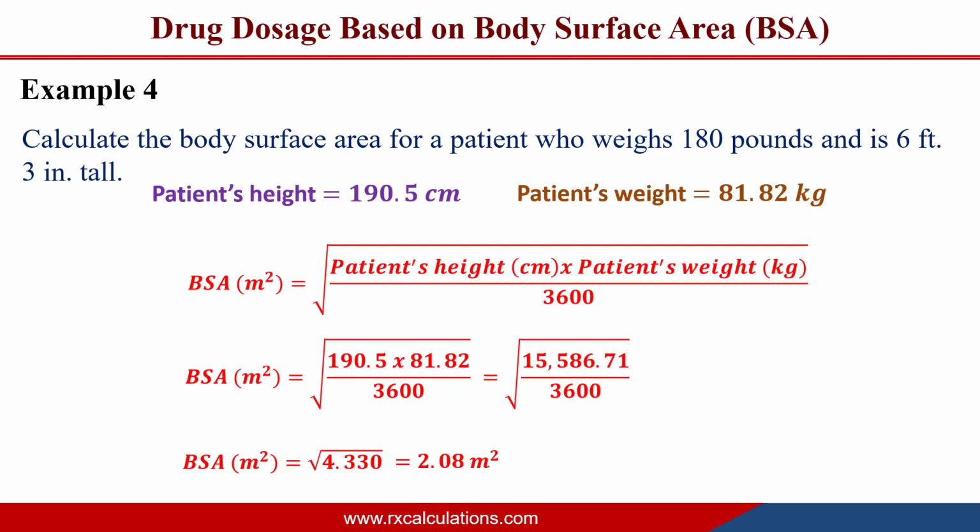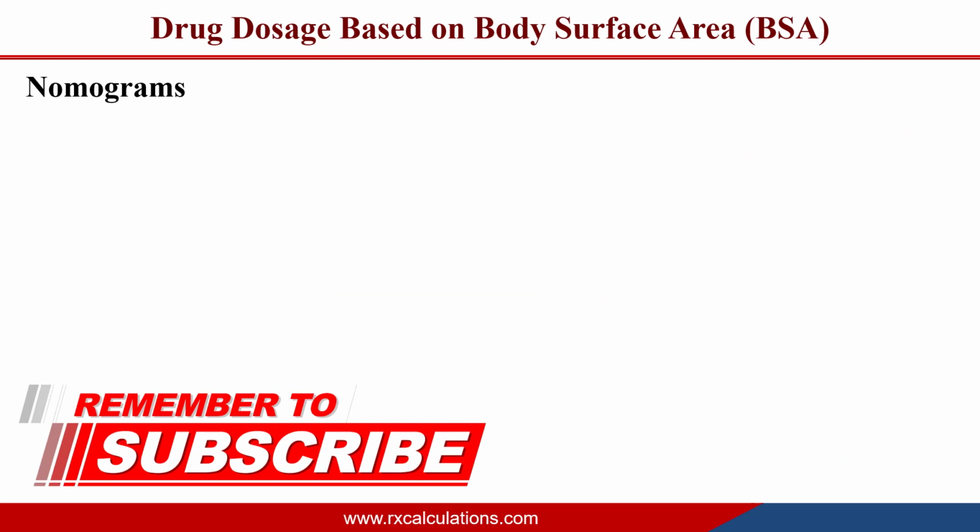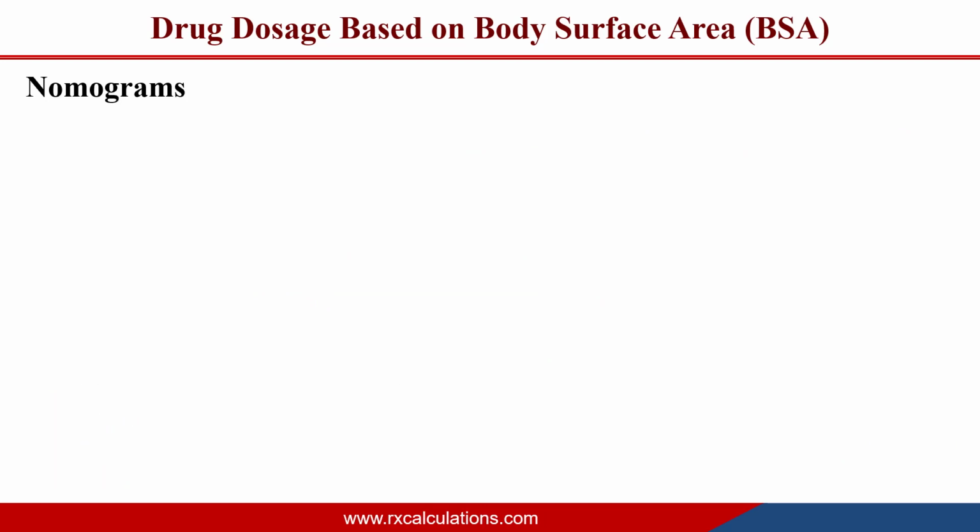So we talked about how you can use the equation to determine BSA. Now let's take a look at how you can use nomograms, because every now and then you may be required to use the nomogram to calculate the body surface area of a patient. So the nomogram is a graphical representation of one of the equations that have been empirically developed to determine body surface area. So a nomogram has 3 columns.